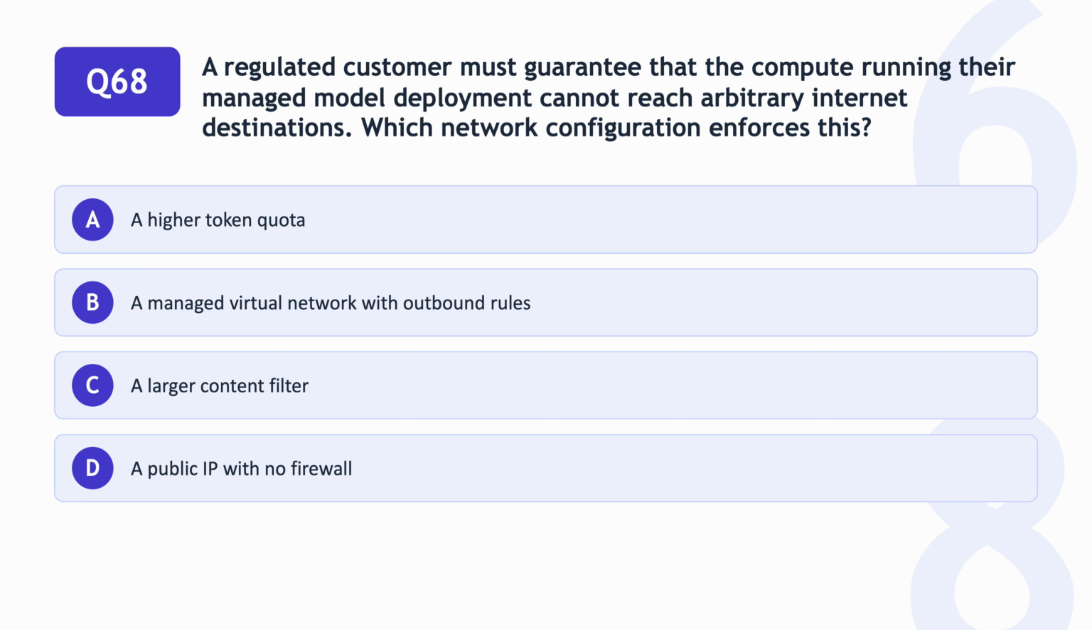Question 68. A regulated customer must guarantee that the compute running their managed model deployment cannot reach arbitrary internet destinations. Which network configuration enforces this? A. A higher token quota. B. A managed virtual network with outbound rules. C. A larger content filter. D. A public IP with no firewall. Pause the video if you don't want the answer yet.